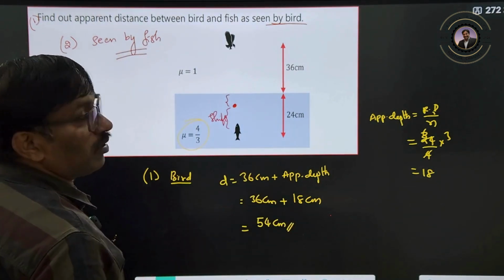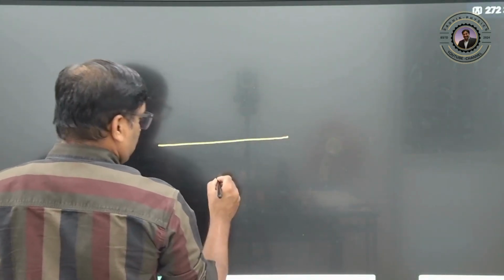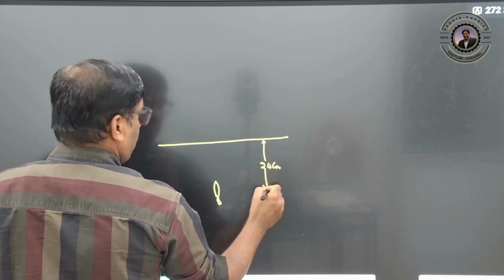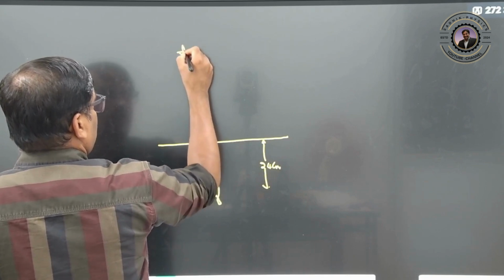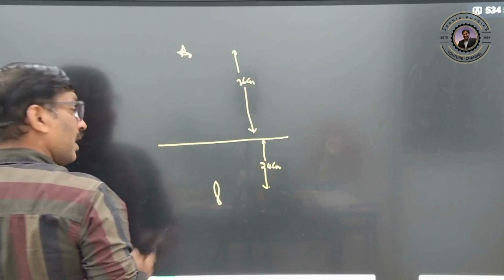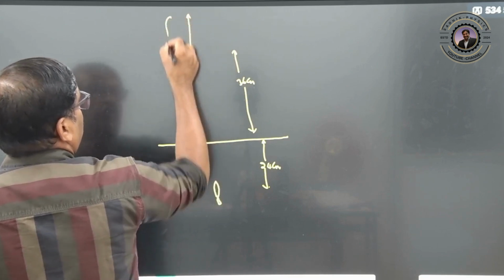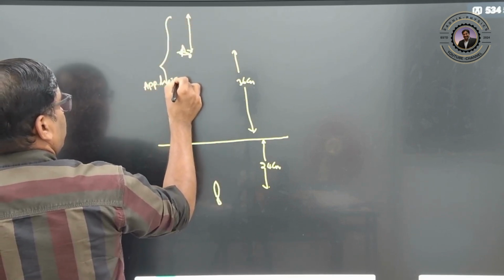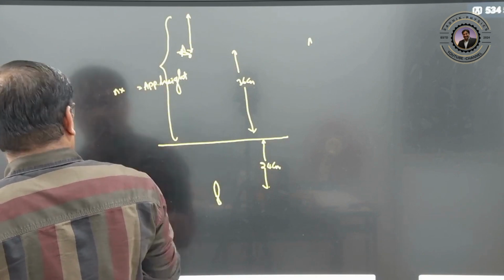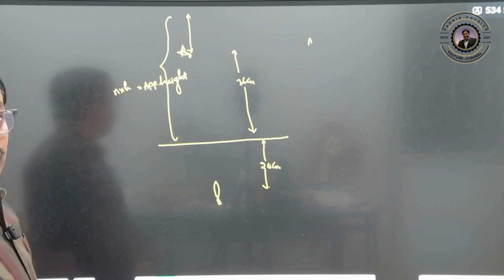Clear? But for the fish now, that means we are seeing from the fish's side. So this one is the fish, right? This fish is about 24 centimeters below. The bird is there, at 36 centimeters. Now this object is in the air, so it looks very far away. From here to here we can call it the apparent height. What is the apparent height now? Apparent height can be written as n into h. Clear? So n into h.